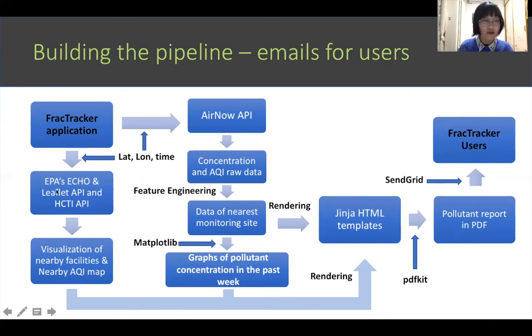The second branch deals with the AQI map and the facility data. Similarly, they take the location and the time of the report as input into corresponding APIs. And after some data analytics work, the visualizations of nearby facilities and nearby AQI map are returned. And lastly, all these elements are rendered into the Jinja templates as variables inside. After having the formatted HTML, we could convert it into a pollutant report in PDF and send it to FracTracker users using SendGrid.